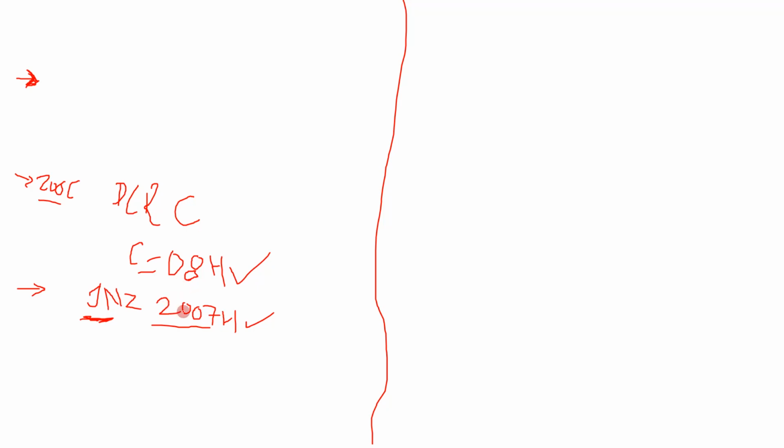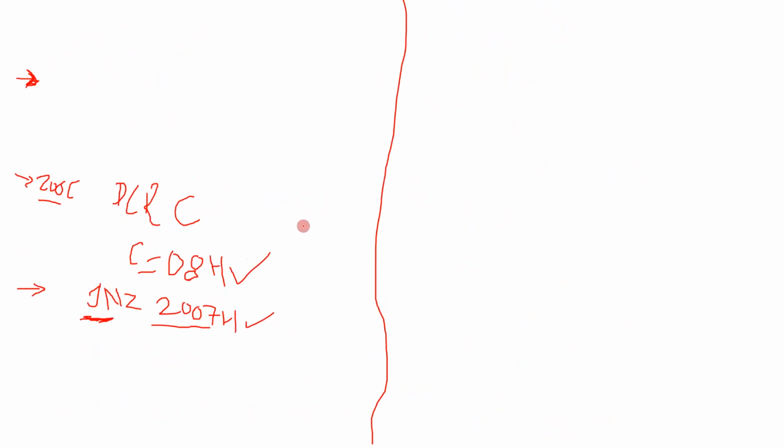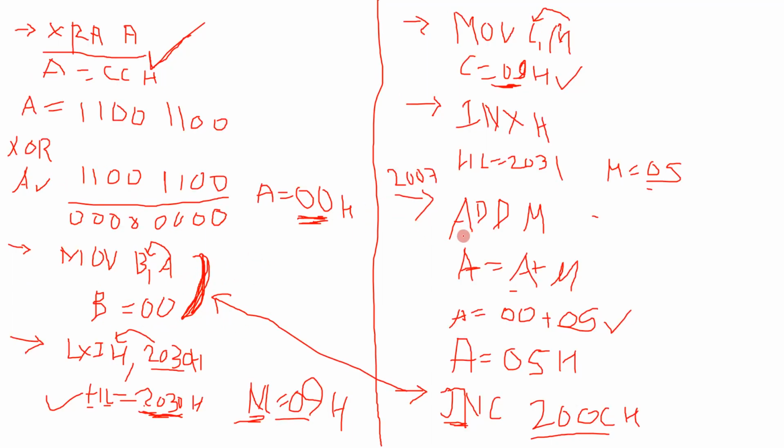There is no 0, so it will jump to location 2007, which is here, because we have to add 05 a second time. That's why we have jumped from here to here. Again, the ADD M instruction, A is equal to A plus M. What is there in accumulator now? After performing 00 plus 05, in accumulator 05 is there. So A is equal to 05 plus what is there in M? In M there is still 05. So 05 plus 05 will give us 0A.